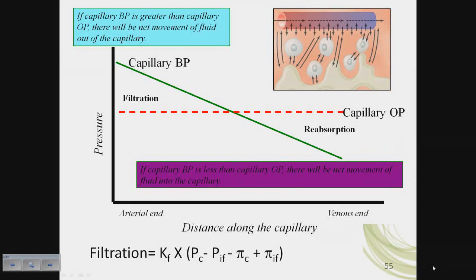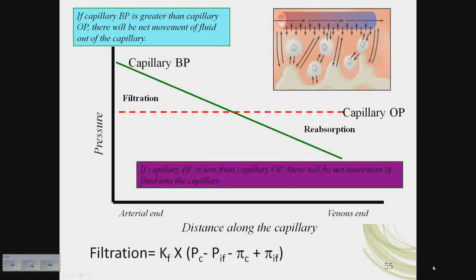Now what does change across the capillary bed? The capillary hydrostatic pressure, of course. So as blood is flowing from the arterial end to the venous end, the capillary hydrostatic pressure, shown here in the green line, is higher than the capillary colloid osmotic pressure. Why do I say that? At the arterial end, the capillary hydrostatic pressure is 30. Capillary colloid osmotic pressure, I would write this value next to the red dashed line, is 28.